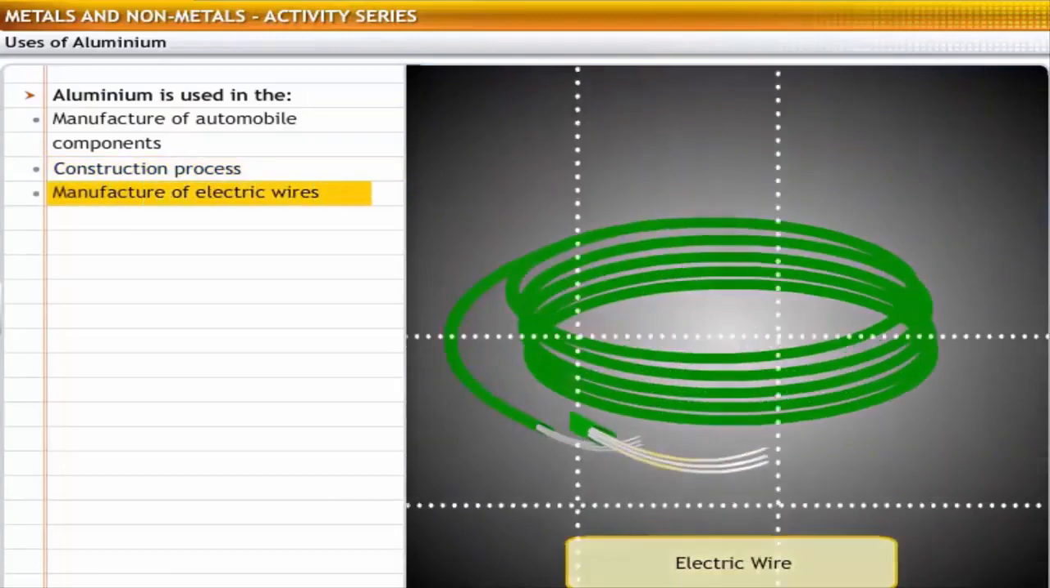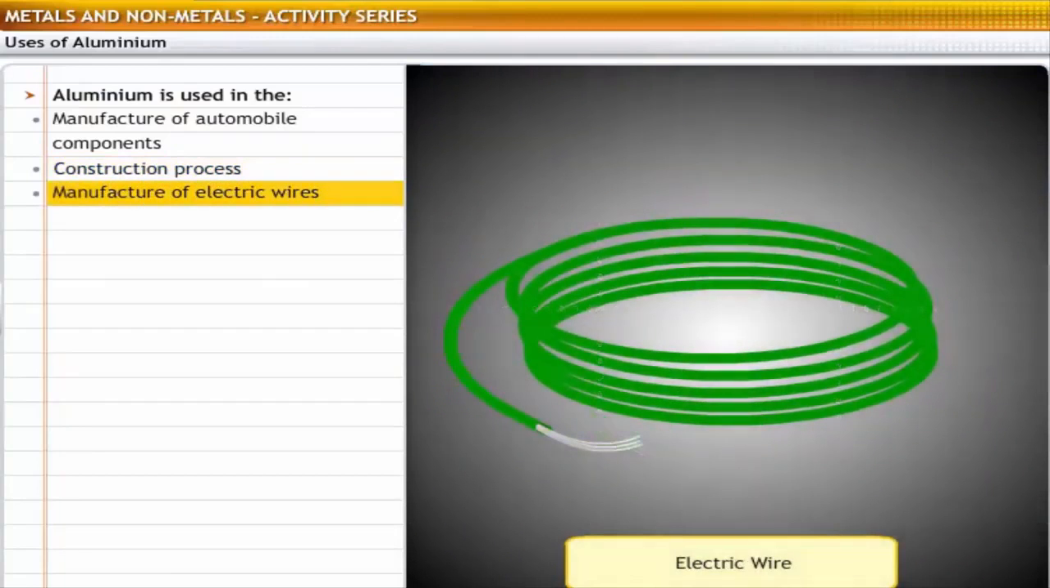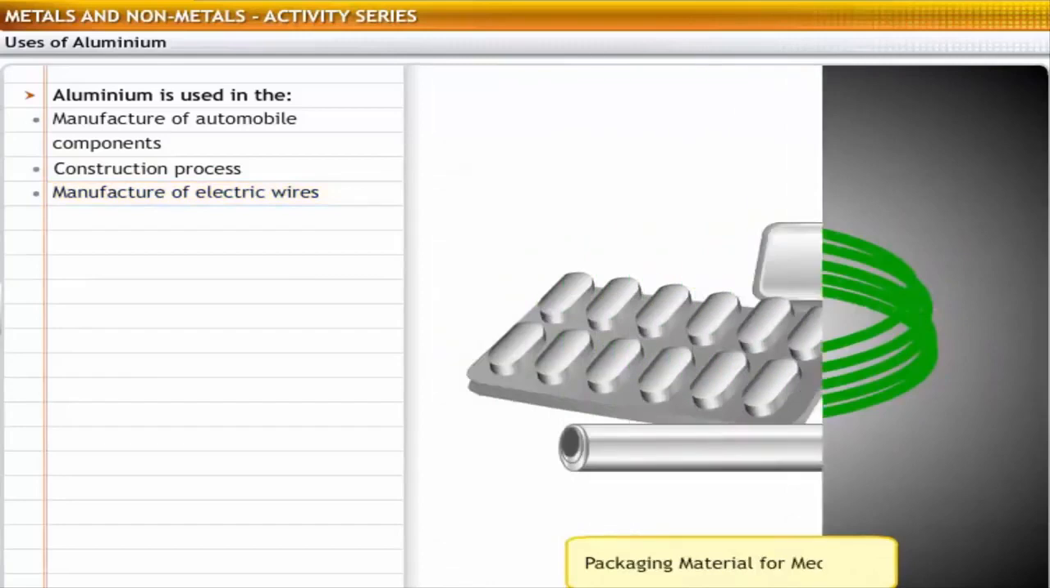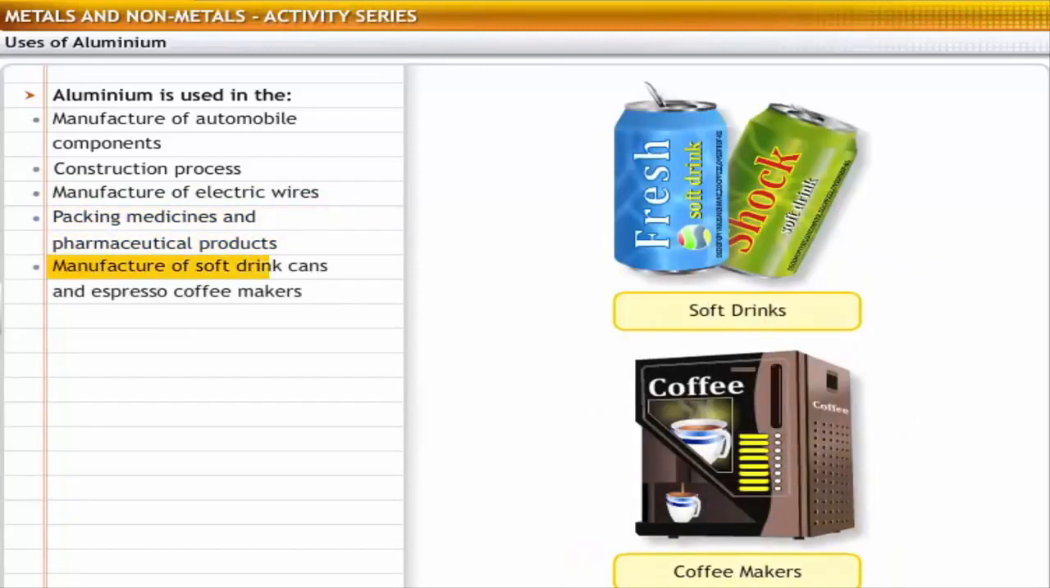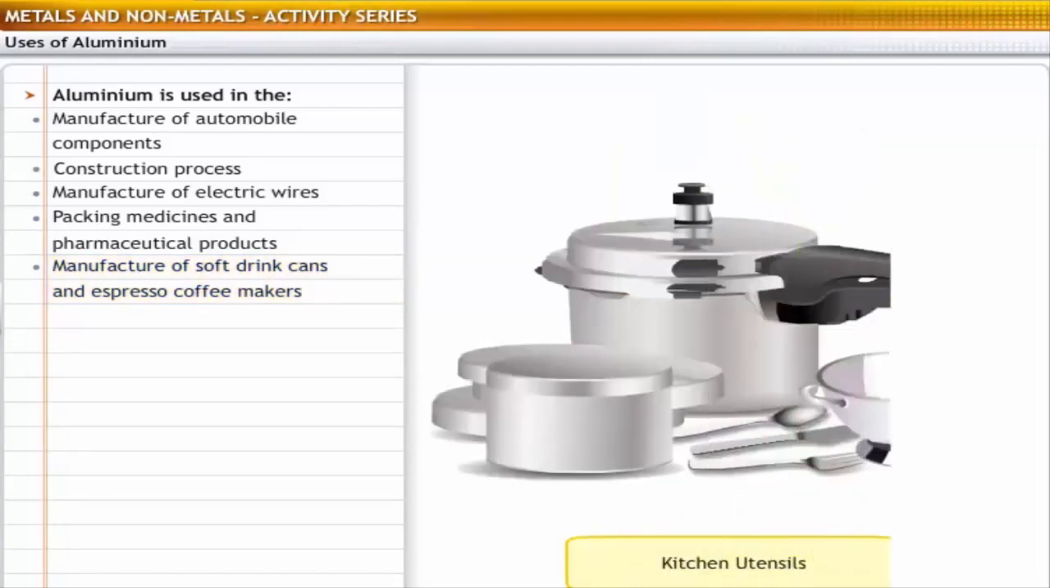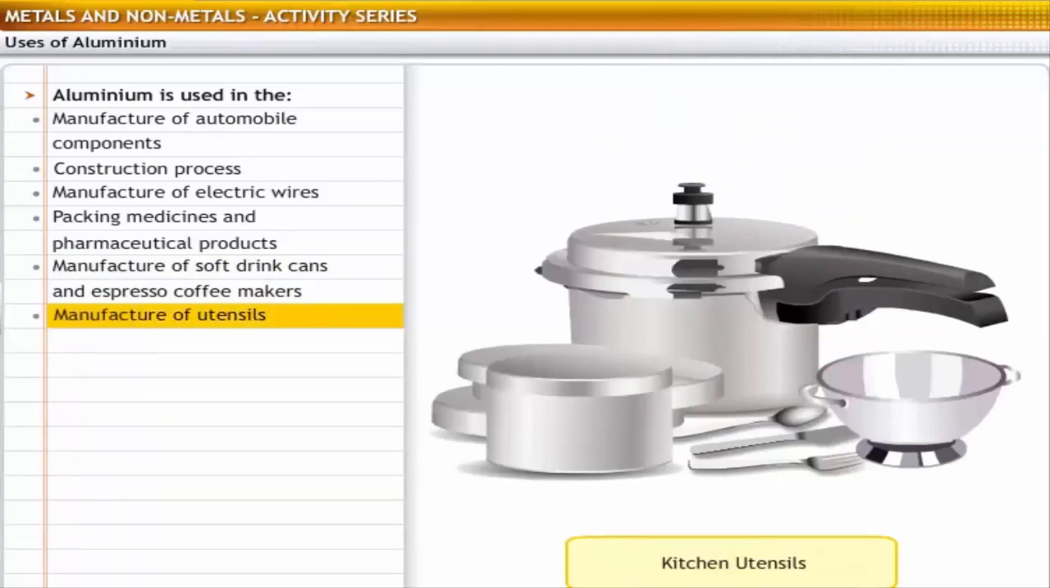In the manufacture of electric wires due to its high conductivity. For the packing of medicines and pharmaceutical products due to its malleable nature. In the manufacture of soft drink cans and espresso coffee makers because it does not rust and is relatively less toxic in nature. In the manufacture of kitchen utensils because aluminium is a good conductor of heat.